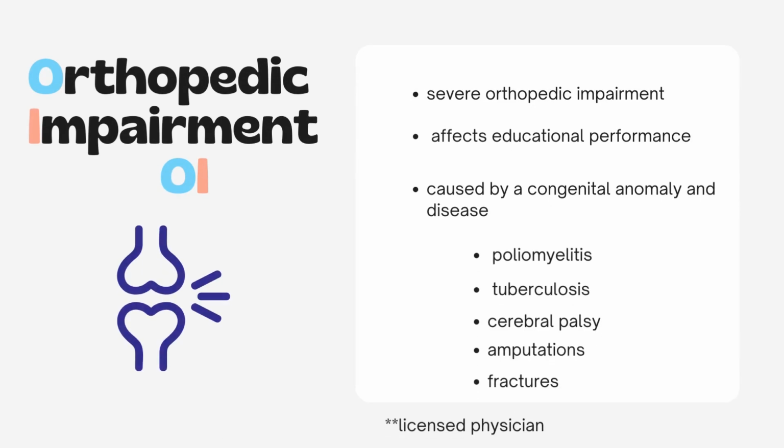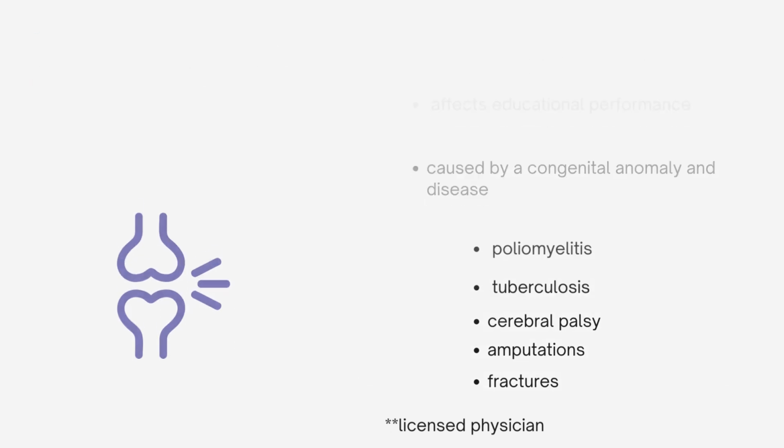Orthopedic impairment is a severe orthopedic impairment that affects educational performance and is caused by a congenital anomaly or disease. We find several, like poliomyelitis, tuberculosis, cerebral palsy, amputation, fractures, and we need the documentation from a licensed physician.